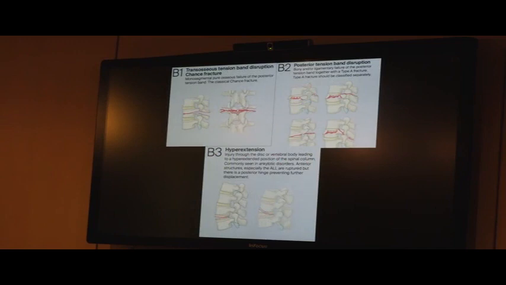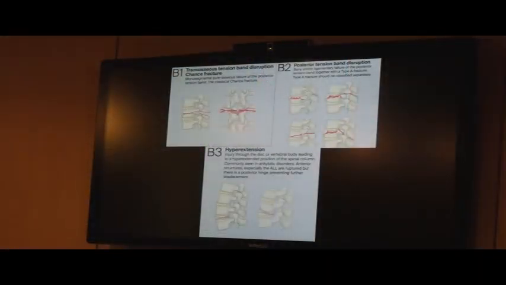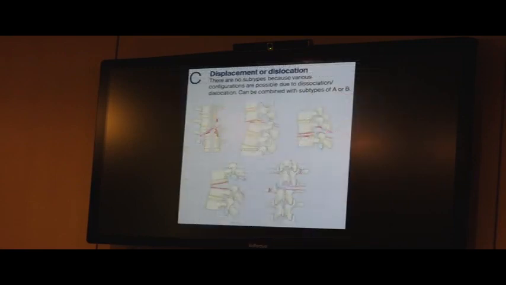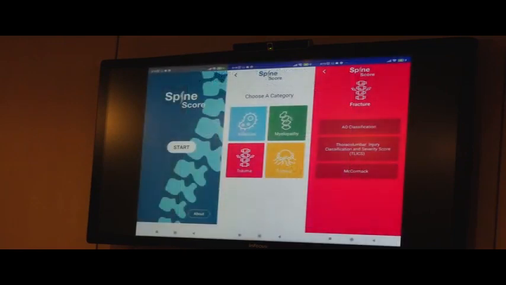So please take care at B1. It's a Chance fracture. Maybe you will see it in an exam. They may ask you. B2 again has posterior tension band disruption. And B3 is the hyperextension injury mechanism, and we see it especially in ankylosing spondylitis cases. And type C, please take care, it's translation. I never summarized this classification system, but please take a photograph of that.